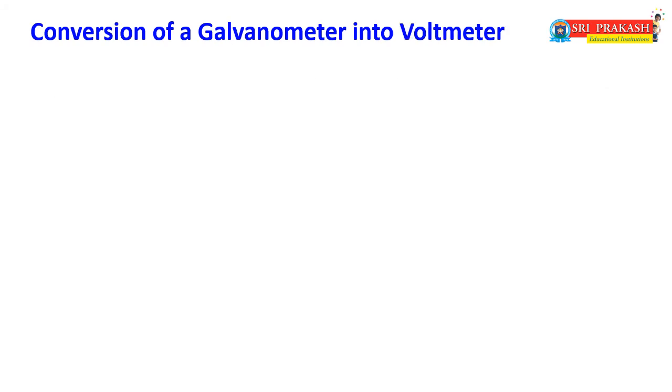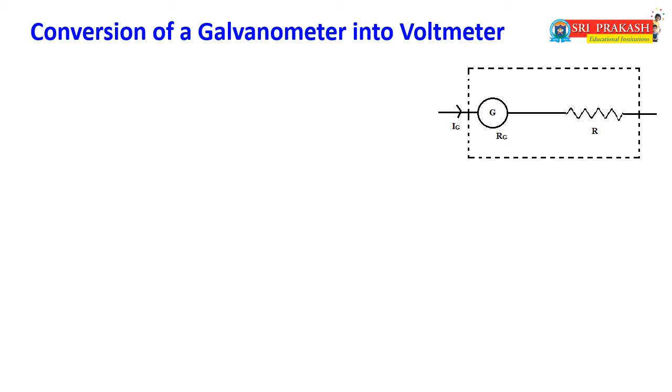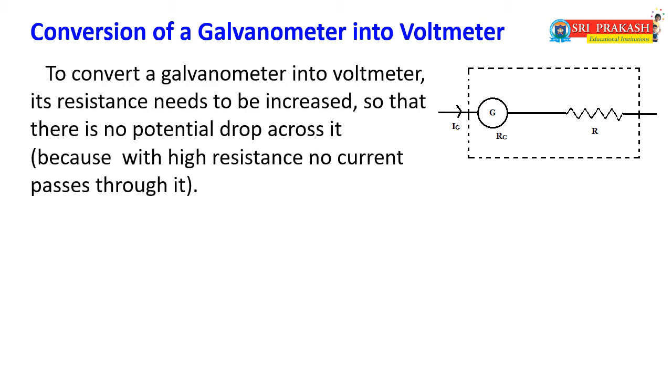Next, conversion of galvanometer into voltmeter. To convert the moving coil galvanometer into voltmeter, we have to connect high resistance in series. So why do we have to connect high resistance in series? Here we want to measure the voltage. To measure the voltage, current drop should be small, then only the perfect voltage we can measure.